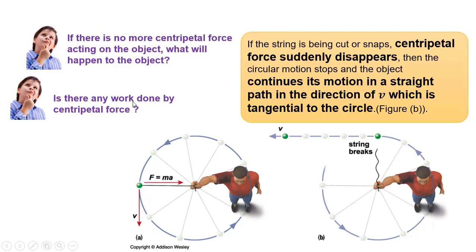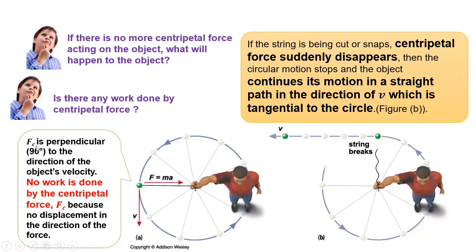Is there any work done by centripetal force? Centripetal force is perpendicular, or 90 degrees, to the direction of the object's velocity. No work is done by centripetal force Fc because there is no displacement in the direction of force, since the vector of velocity and vector of force are perpendicular to each other. So there is no work done by centripetal force.